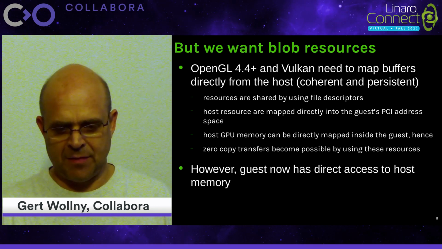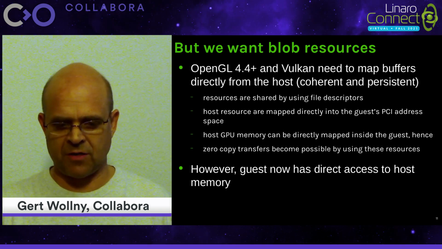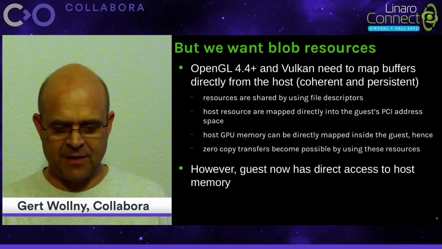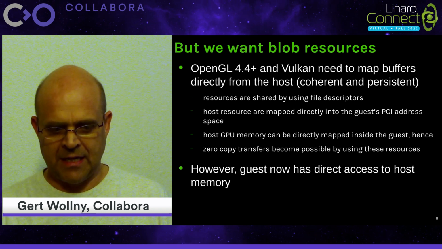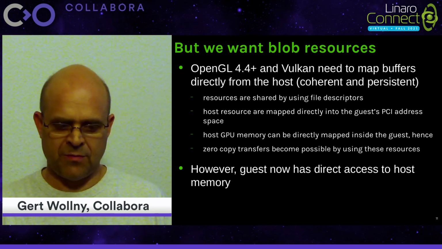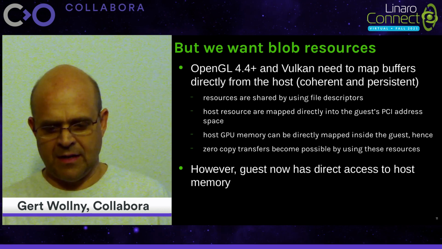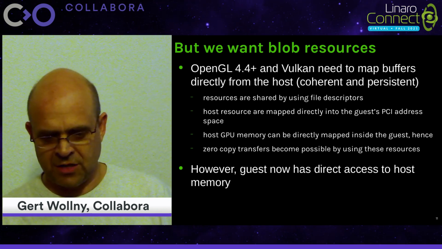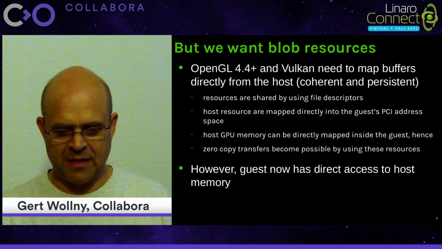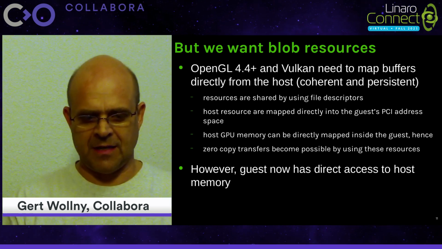So in this case, the implementation that is now done and is already working in CrossVM and currently in the works for QEMU is using file descriptors to share resources between host and guest. And the host resource is then mapped directly into the guest PCI address space so that the host GPU memory can be directly mapped inside the guest, and therefore zero copy between the guest application and the host GPU memory becomes possible, which is good for performance, but maybe not so good for security. That depends on how good the implementation is.